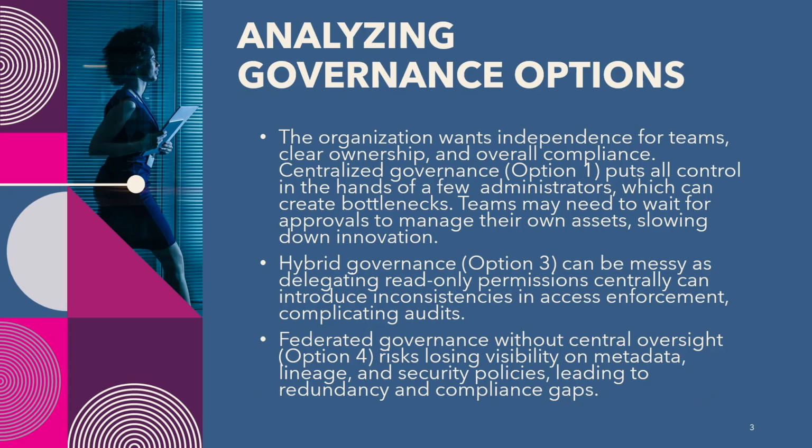Option 3, hybrid governance, might sound like a compromise, but here's the tricky part. Delegating read-only permissions centrally can quickly become messy. Different teams might interpret policies differently, creating inconsistencies in access enforcement. That can introduce risk and complicate audits. Option 4, federated governance without any central oversight, sounds very independent, right? But without central visibility, you lose the ability to track metadata, lineage, and security policies across the organization. Redundancy and compliance gaps can easily creep in.